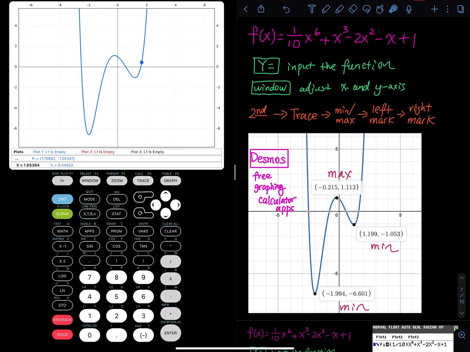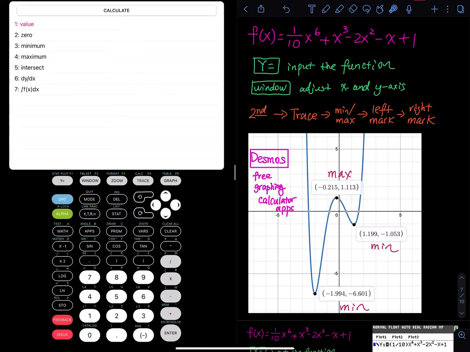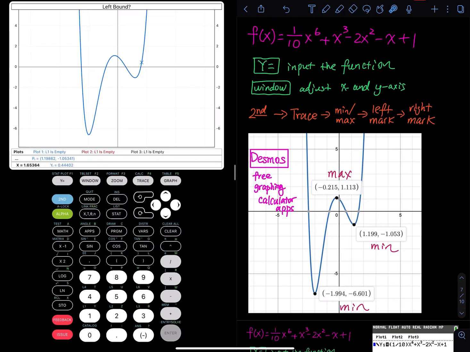How do we get the minimum and maximum? First of all, I will go to second trace. Press the second key, and then press the trace key. That brings you to the calculate menu, because there is the word calculate right above the trace key. I would like to find the minimum first, the first minimum on the left hand side. So let's select minimum and click enter, and now they are asking for a left bound, and on your calculator there is a flashing cursor. So let me move this up.